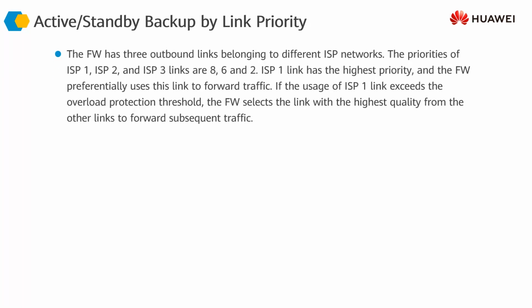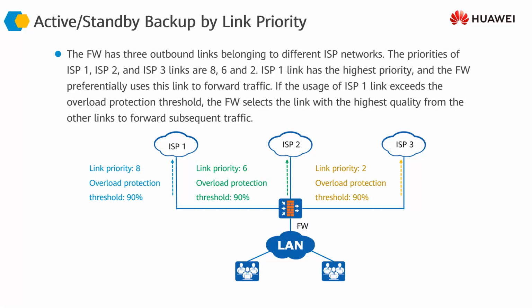This is not used for load balancing but for active standby deployment, or active standby implementation of traffic forwarding through different links. In this case, we have assigned different priorities, for example priority 8, 6 and 2 to ISPs 1, 2 and 3, or the links to ISPs 1, 2 and 3. The link with the highest priority, which in this case is link 1, is going to be used for forwarding all the traffic towards the internet.